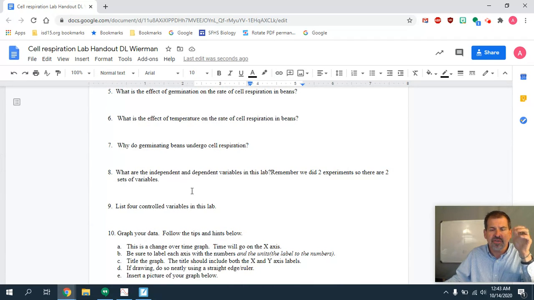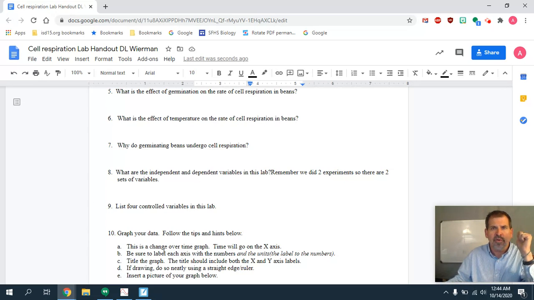Pay careful attention to questions 8 and 9 when you're asked to identify the independent variable and the dependent variable. Remember, we did 2 experiments here. Really, we ran 3 trials, but that gave us 2 experiments. We compared germinating at room temperature to non-germinating at room temperature, and then we compared germinating at room temperature to germinating at cold temperatures. So be careful and thoughtful when identifying those independent and dependent variables.